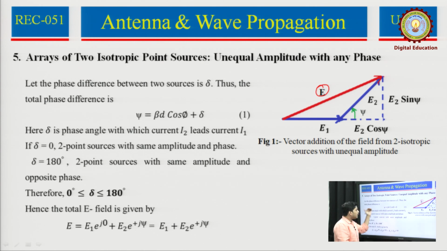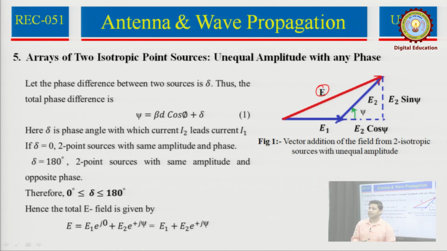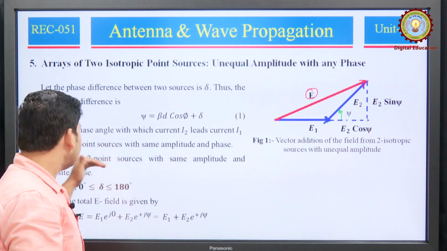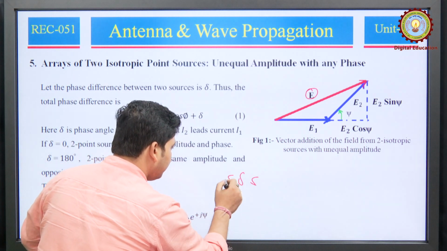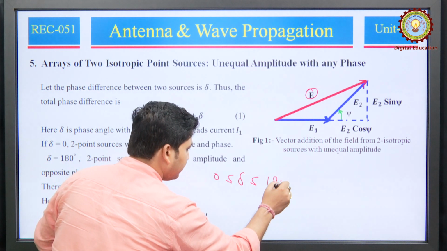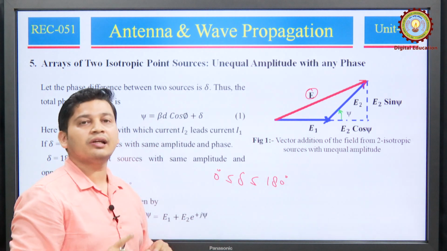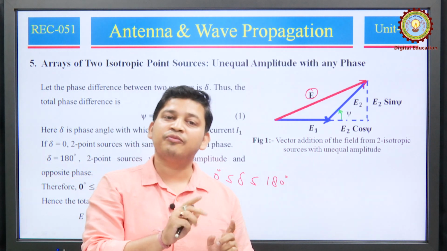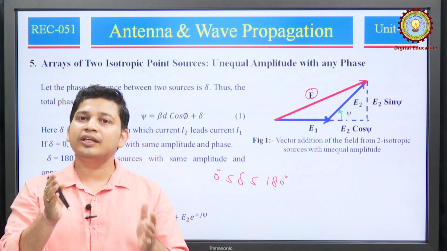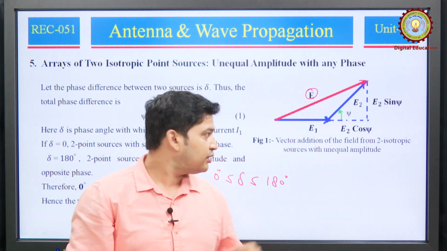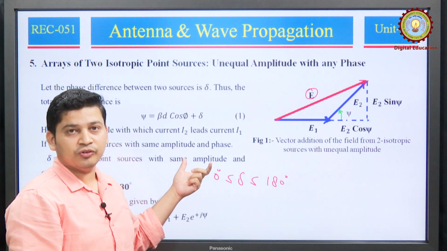Then the second possibility: what if delta is 180 degrees? Opposite phase. This is the second case we have already discussed. Now, we can say that delta should vary between 0 to 180 degrees, both values inclusive. So, if there is a value greater than 0 degrees and lesser than 180 degrees, then we have different phase differences, and that is the case we want to discuss here.